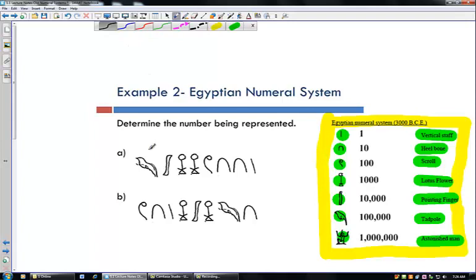All you need to do is take the symbol here, which is a tadpole, and realize that's 100,000 things. So under here, say, this is 100,000 things. We're trying to figure out what number is being represented here. And then this is supposed to be a pointing finger, and a pointing finger is 10,000 things. So here's 10,000. And then we have two lotus flowers. So each lotus flower is 1,000, so that's 2,000 things. And then here's a scroll, and so that's 100 things. And then you have two heel bones, 10 each, so that's 20 things, and a vertical staff, which is 1.